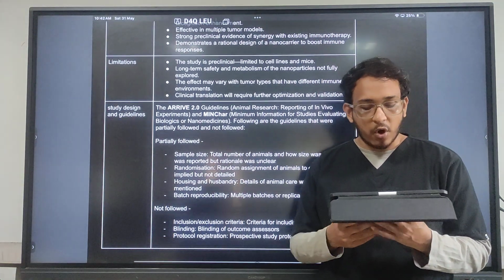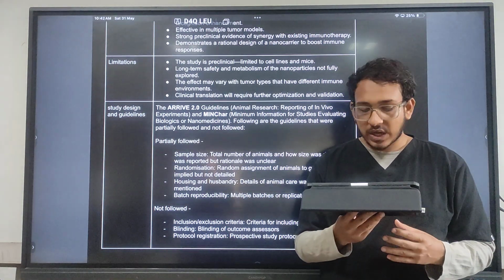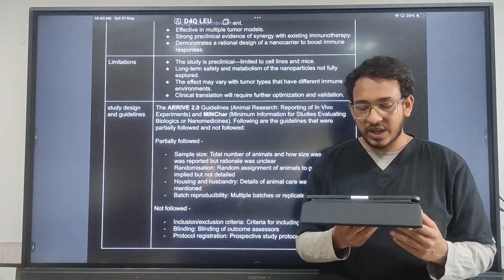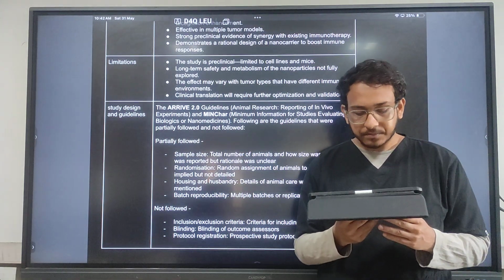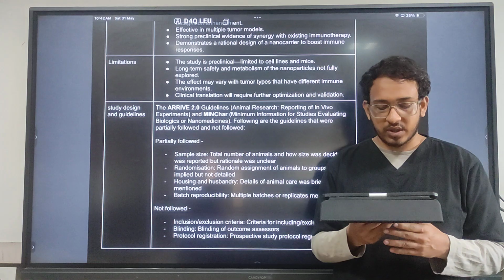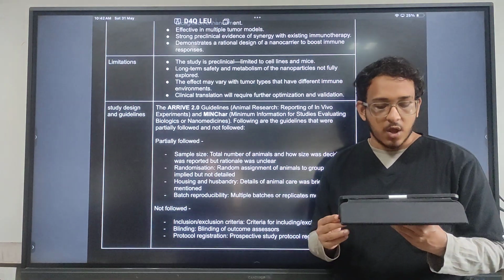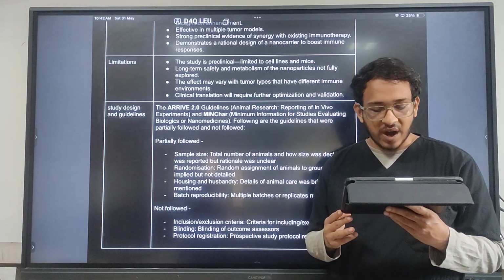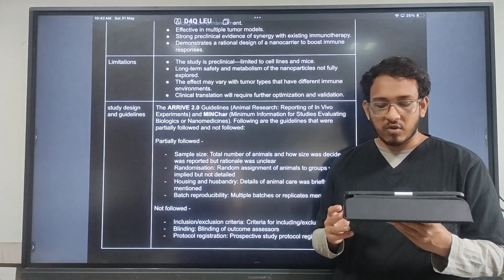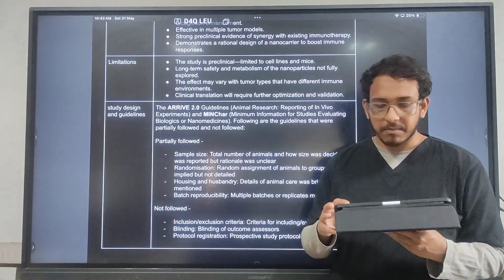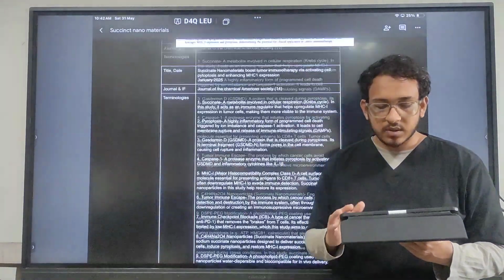The guidelines that were not followed: the inclusion and exclusion criteria for including and excluding animals were not mentioned. Also, blinding of outcome assessors was not done. Also, for the protocols and registration, the prospective study protocol was not registered. So that's for the guidance.